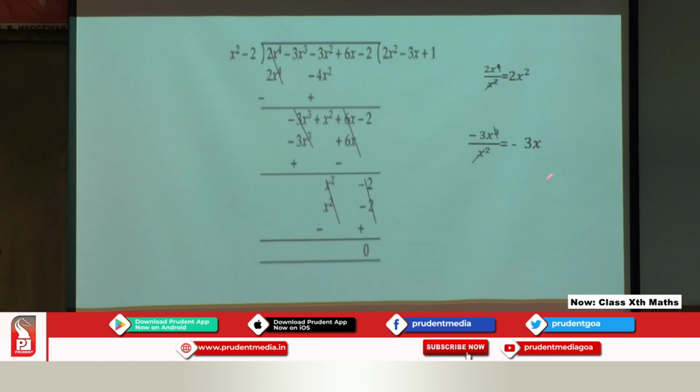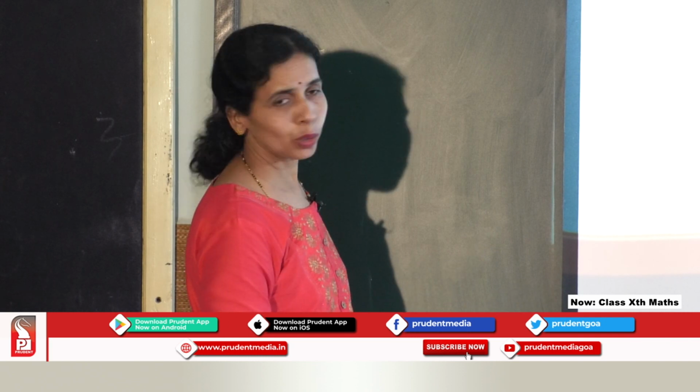Direct x square divided by x square, we got 1. So I wrote here that the third term of the quotient is 1. Now we should multiply this third term, 1, by the entire divisor. So 1 into x square is x square, and plus into minus is minus, 1 twos are 2.